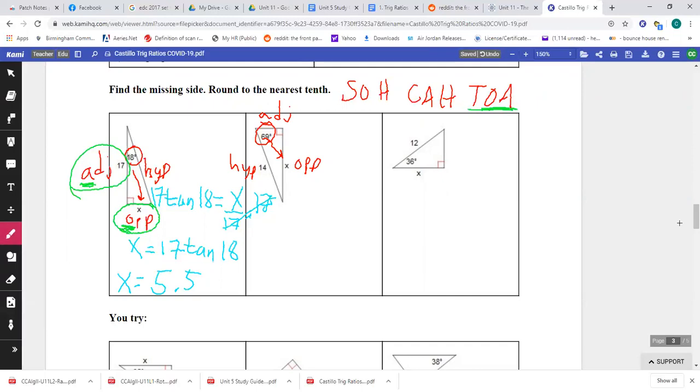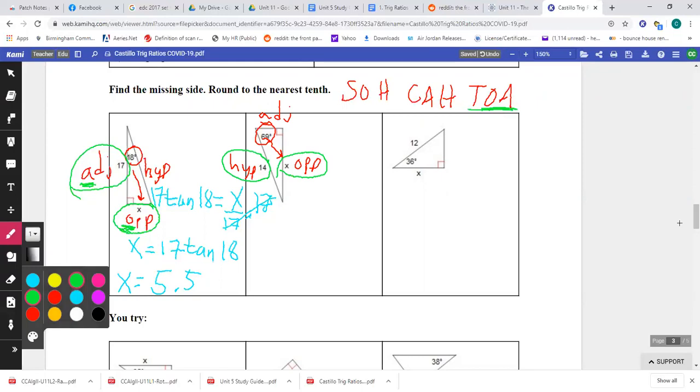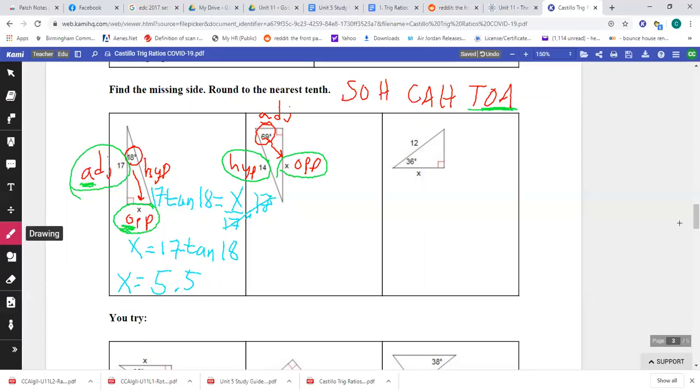Next thing, what's my given? It's the 14. That's my hypotenuse. And what am I looking for? That's the x. That is my opposite. So I go back to the Sohcahtoa and I see which one has opposite and hypotenuse. What has the O and what has the H? So this time it's sine, right? Sine has the opposite and the hypotenuse.